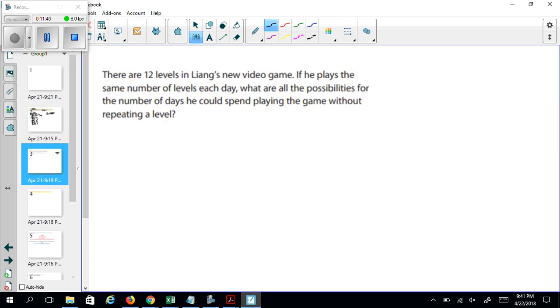So here's another problem. There are 12 levels in Liang's new game. If you play the same number of levels each day, what are all the possibilities for the number of days you could spend playing the game without repeating a level? So on this question, we're going to do it this way. Hit the pause button and do this question for me. When you finish with the question, come on back. We'll work with it together.